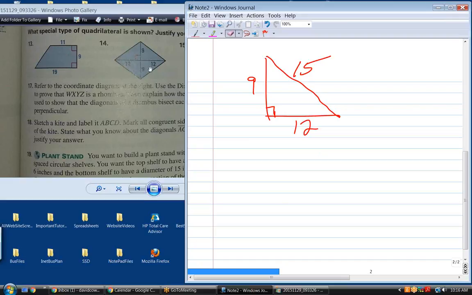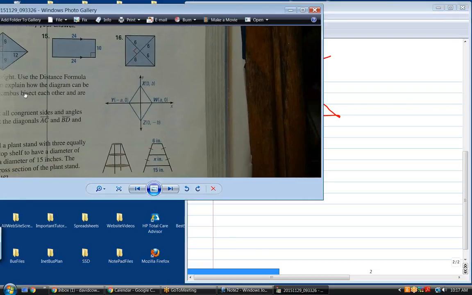Now we notice that every triangle in here has those same dimensions, 9 by 12, 9 by 12. That means every side is 15. That makes it a rhombus. 4 equal sides, and they meet at a right angle in the middle. That's a rhombus.